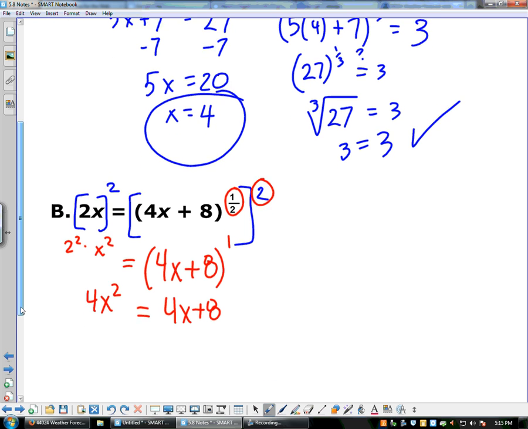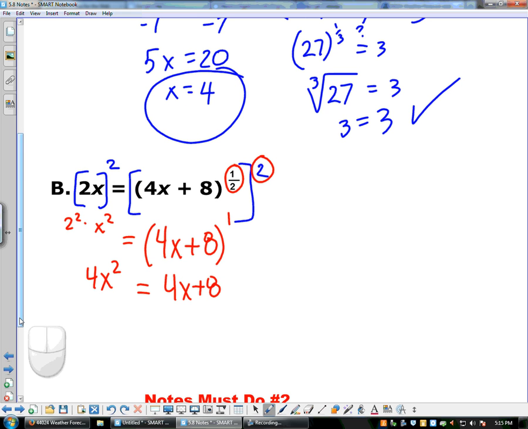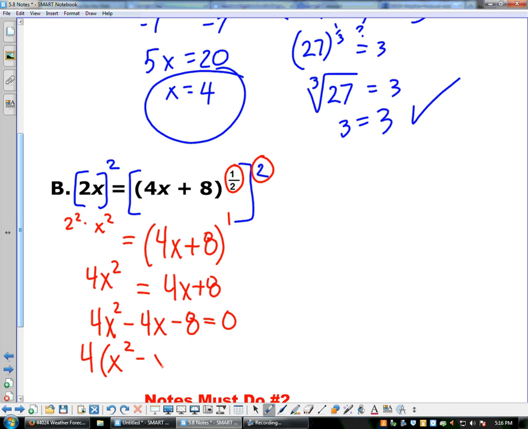Now, I don't have a linear equation anymore. I have a quadratic. So when I solve quadratics, I always want to have one side equal to 0. So I'm going to bring everything over to the left side here. So 4x squared minus 4x minus 8 equals 0. Now, I notice all three of those terms have a common factor. They all have a 4 in common. So I might start off by dividing that out, or factoring it, I should say. So I'll be left with x squared minus x minus 2 equals 0.